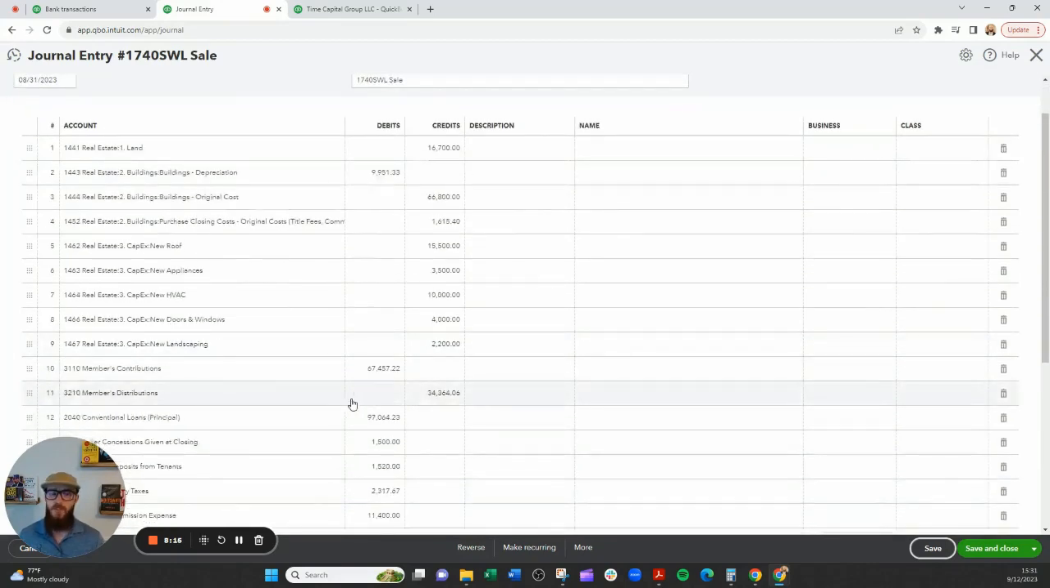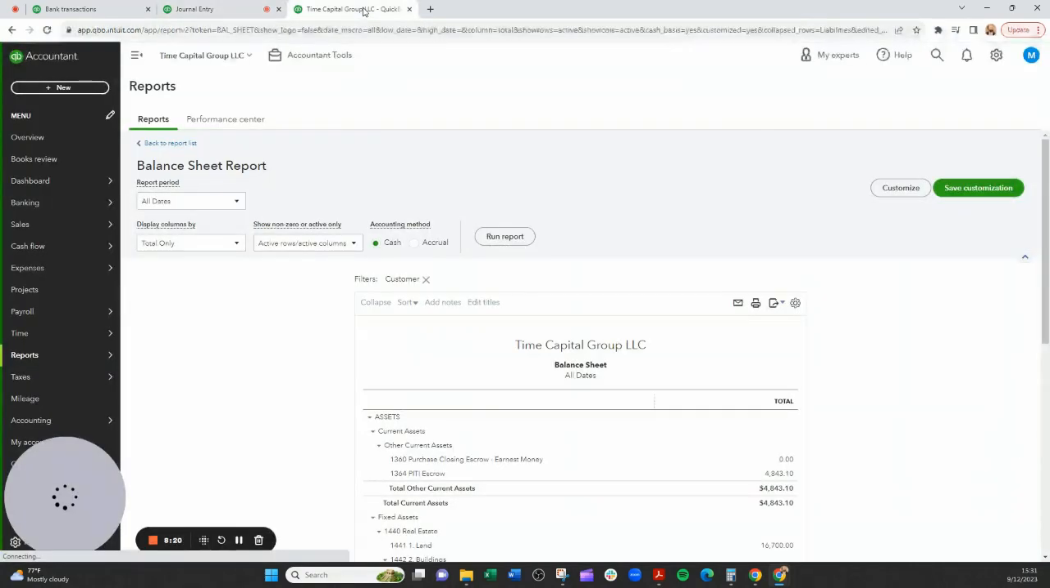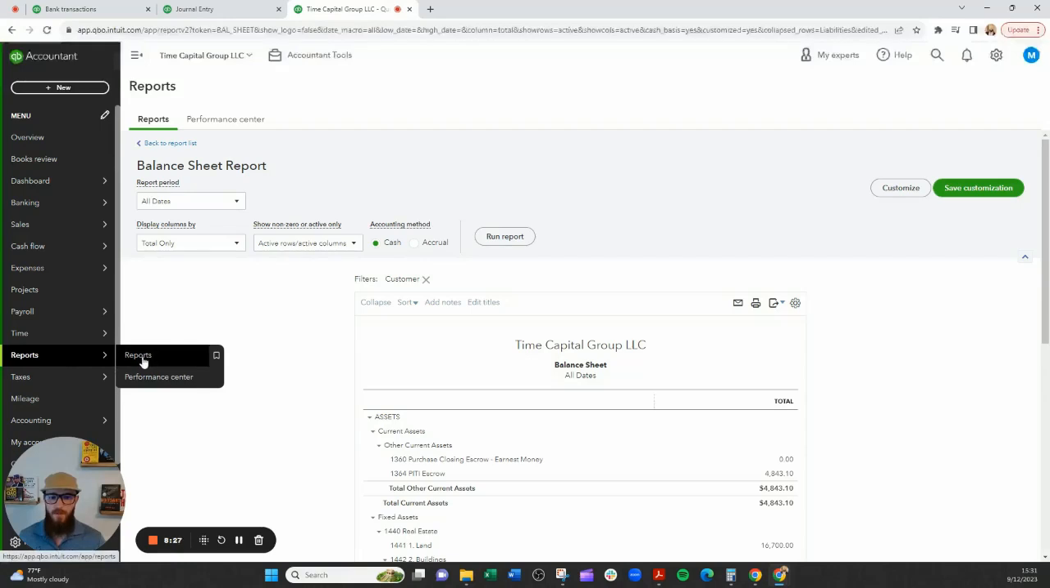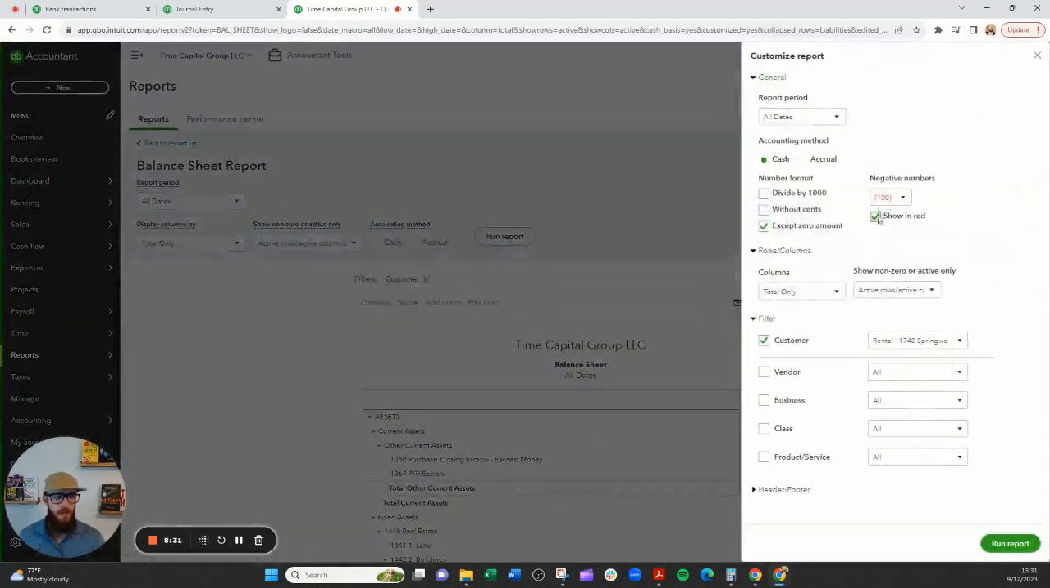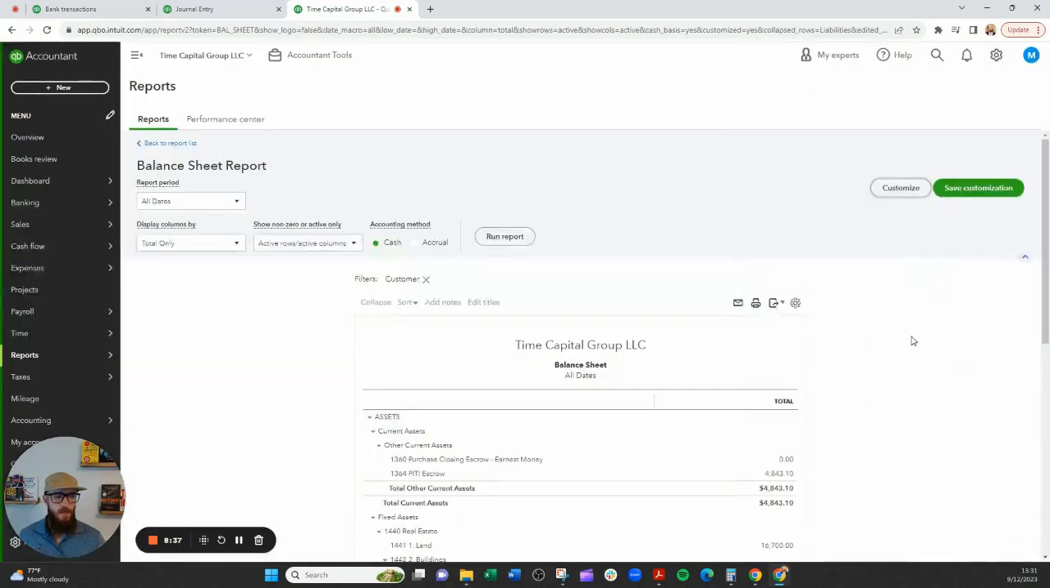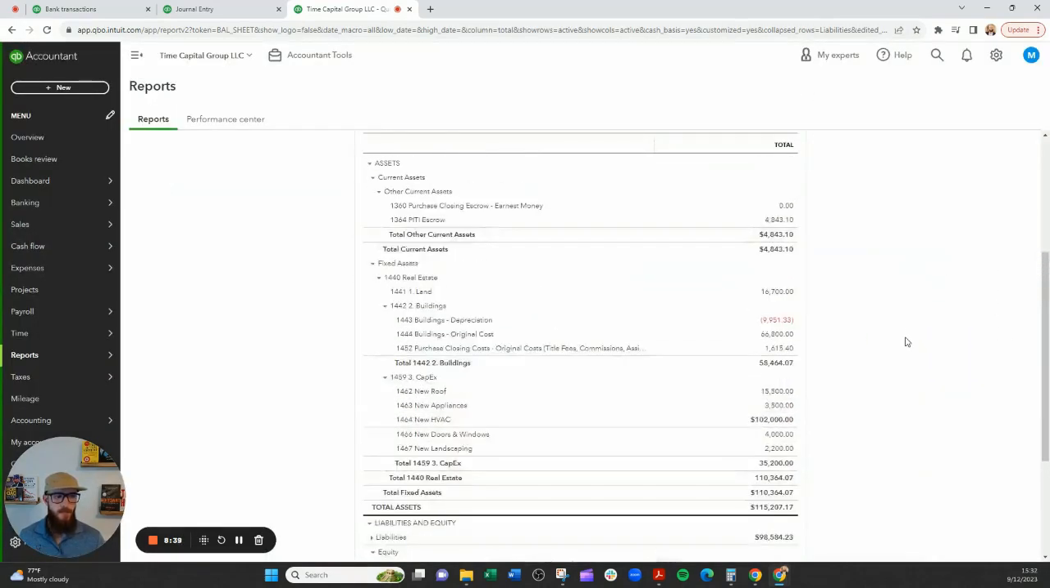Actually, before we even get to the journal entry, we need to visit the balance sheet. So reports, all dates, totals only, cash, negative number, customization that we like, show in red, and then the property we're concerned with. We want an all dates balance sheet for that property just to see what we're working with. Okay, so we have PITI escrow that will be cleared out.